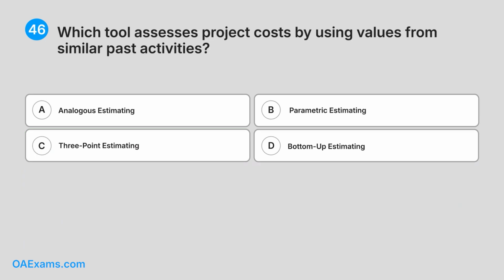46. Which tool assesses project costs by using values from similar past activities? A. Analogous estimating. B. Parametric estimating. C. 3-point estimating. D. Bottom-up estimating. Can you guess the answer?